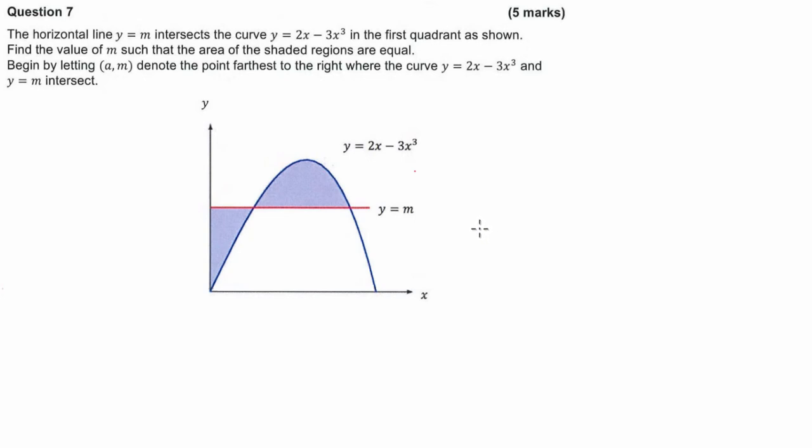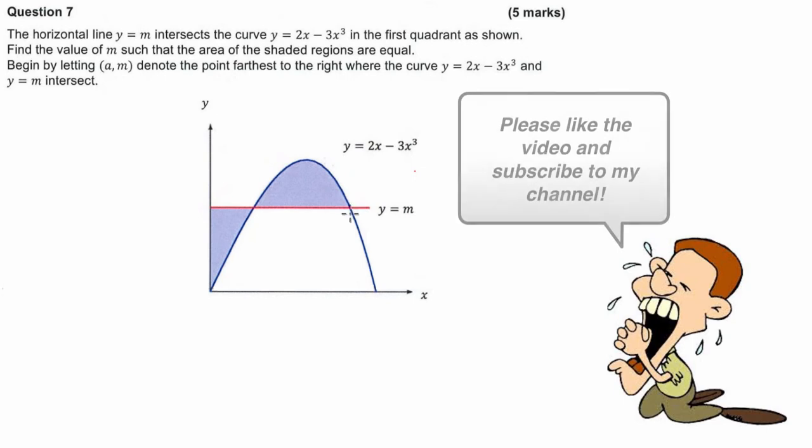The horizontal line y equals m intersects the curve y equals 2x minus 3x cubed in the first quadrant as shown. Now we're asked to find the value of m such that the area of the shaded regions are equal. It gives us a hint that we have to begin by letting (a, m) denote the point farthest to the right where the curve y equals 2x minus 3x cubed and y equals m intersect. So this point here, we're going to call that (a, m).